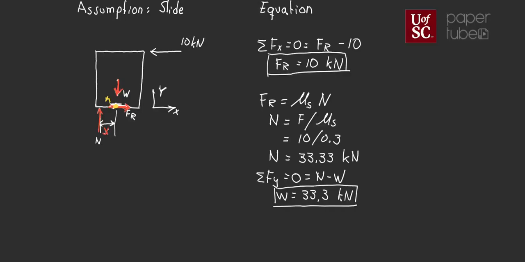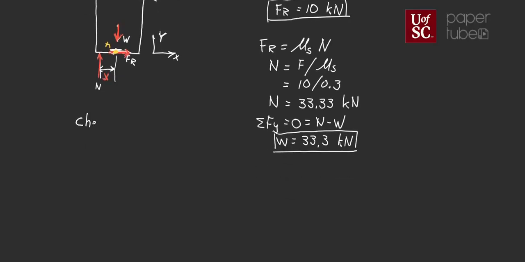And I'm gonna do some of the moments about A. So I'm gonna do it here at the bottom perhaps. I'm gonna do the check. So some of the moments about A have to be equal to 0. The reason why I chose that point is because then I have less forces to worry about. I don't need my friction force. I don't need my W. Only thing I need to know is N and the force that is pushing.